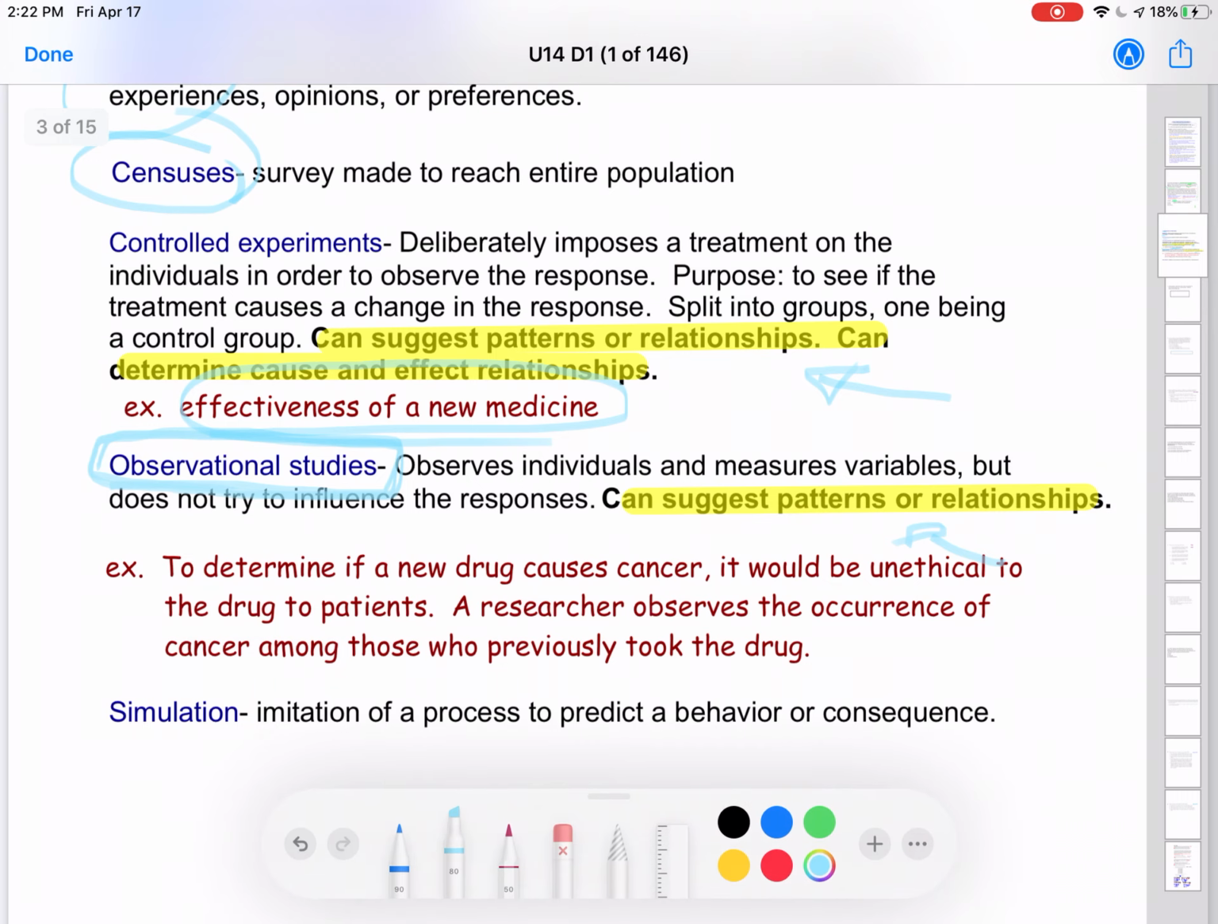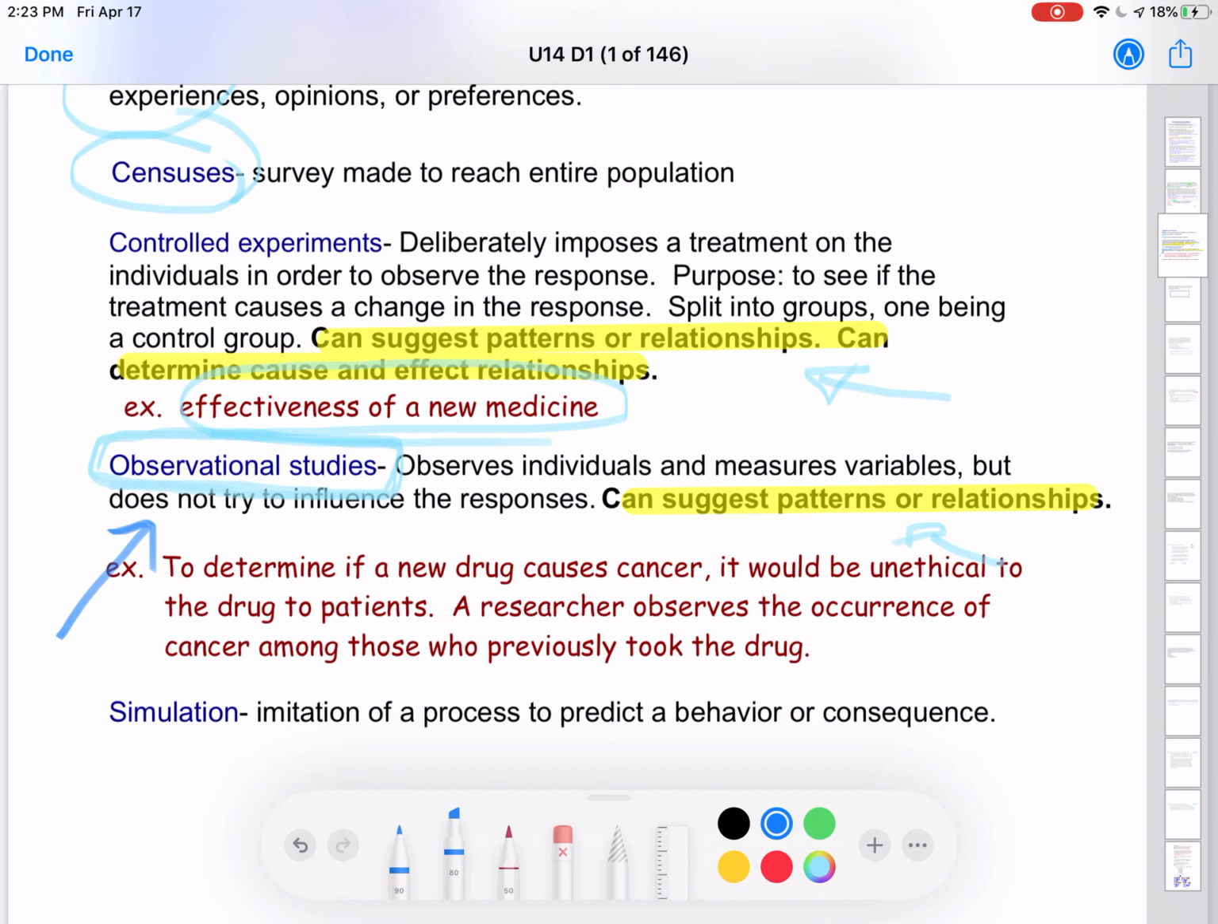It says to determine if a new drug causes cancer, it would be unethical to drug the patients, right? So a researcher observes the occurrence of cancer among those who previously took a drug. And I'll give you a good example of observational as well, because it doesn't have to be in the moment that you're watching what's going on. It can be taking past data.